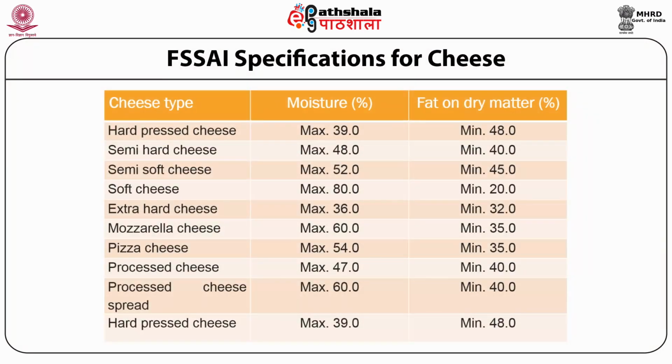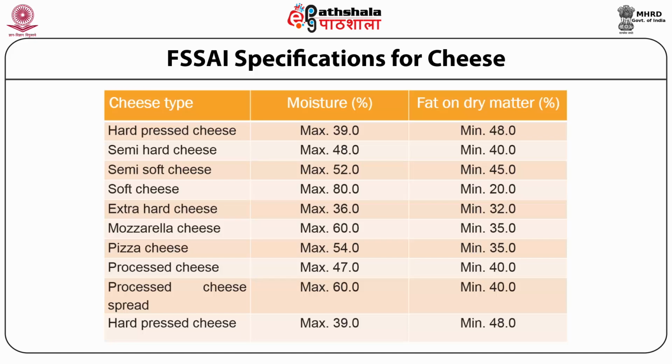For each cheese variety, even in India, the Food Safety and Standards Authority of India has laid down specifications, namely for two different criteria: the moisture content and the fat on dry matter.